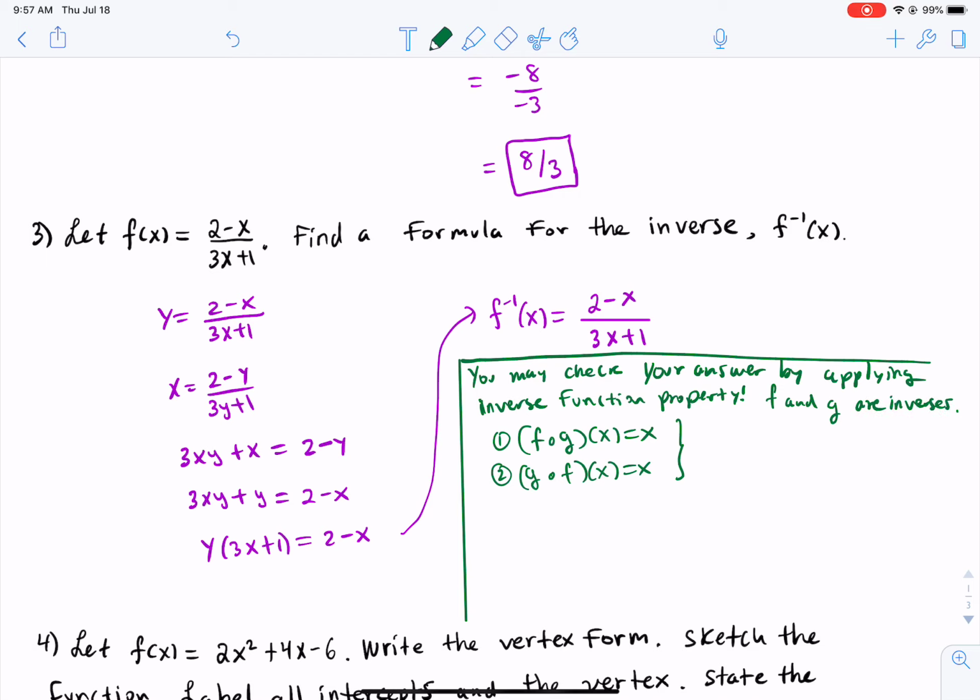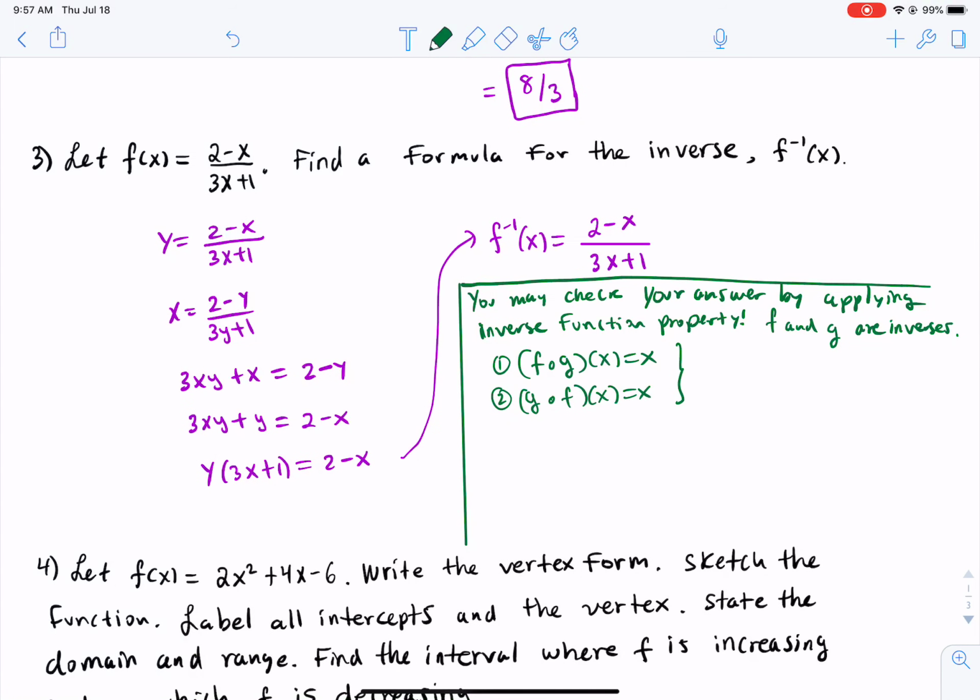We shouldn't check both of them. We should just check one of them to see if our answer is correct. But if they ask you to check that they are inverses, you should do both, right? But here we are just briefly checking our answer to see if it's right or not. So what we want to do is f composed with f inverse, right? That's our function up there of x.